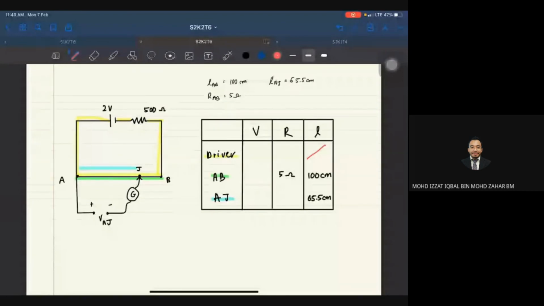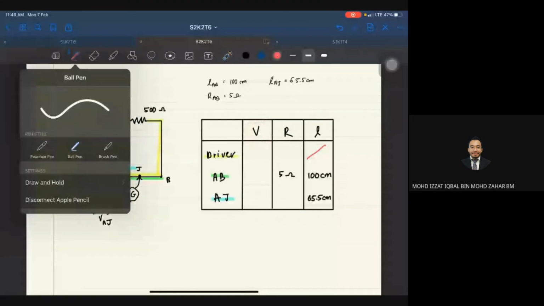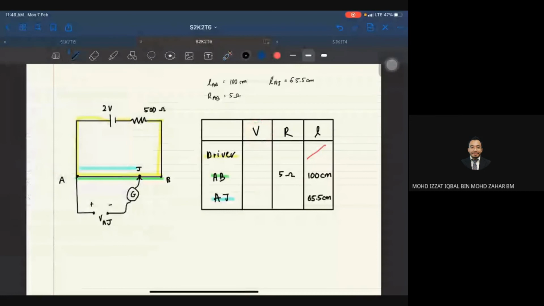So the next part is to identify V for the driver. What is the value of V for the driver? Who can guess? 0. Okay, you can see that at the driver, the yellow one. Okay, it's a good try. 2? Volt, sir? Yes, so it will be 2 volt. How many EMFs are there? Only one in this case. So that one will be 2 volt, and we just put 2 volt over there.